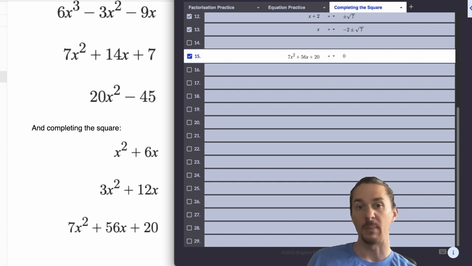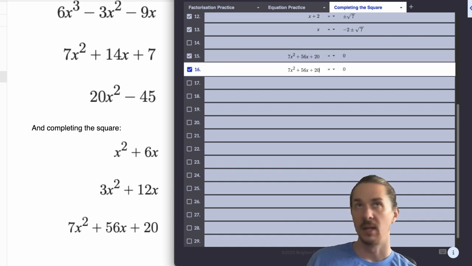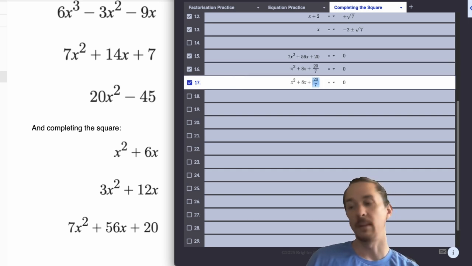This one is the hardest one so far. It's going to take a couple little tricks. First thing I'm going to do is turn it into a monic. That's going to mean I have to divide every term by 7. Okay, it's a little bit hard with the 20 because it doesn't divide evenly, but that's okay. Now in this step, I'm going to just get rid of that and put it over here, and I'm going to notice that we're going to do this.